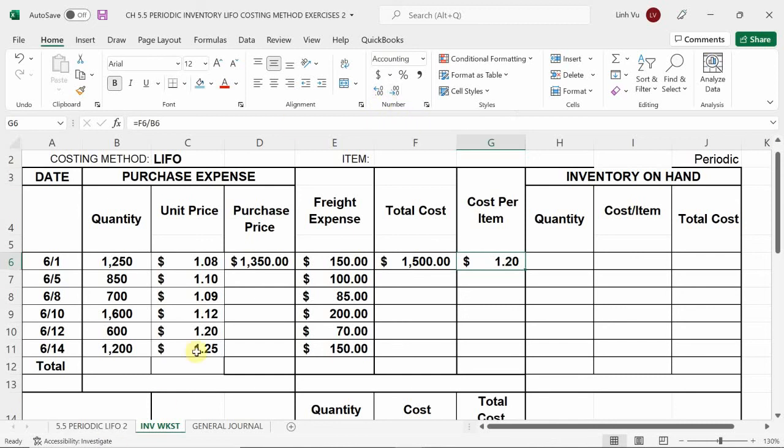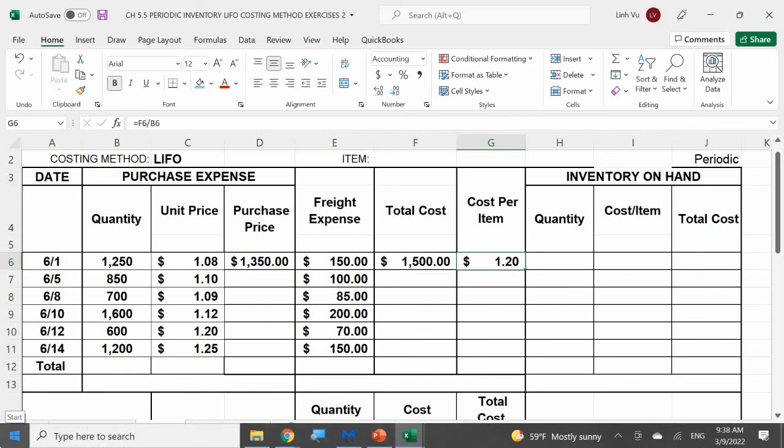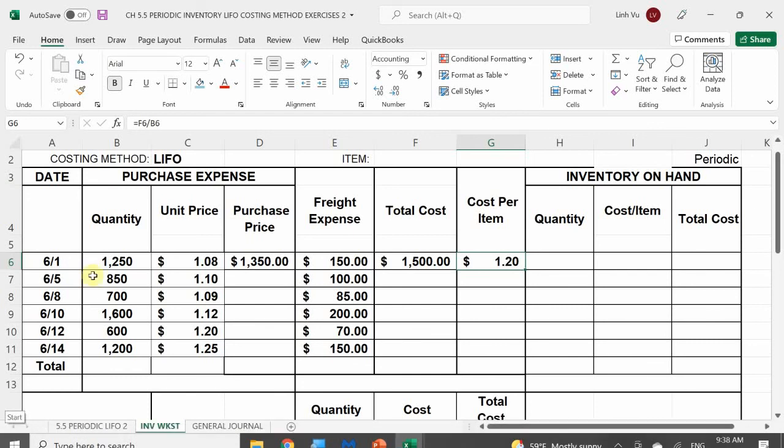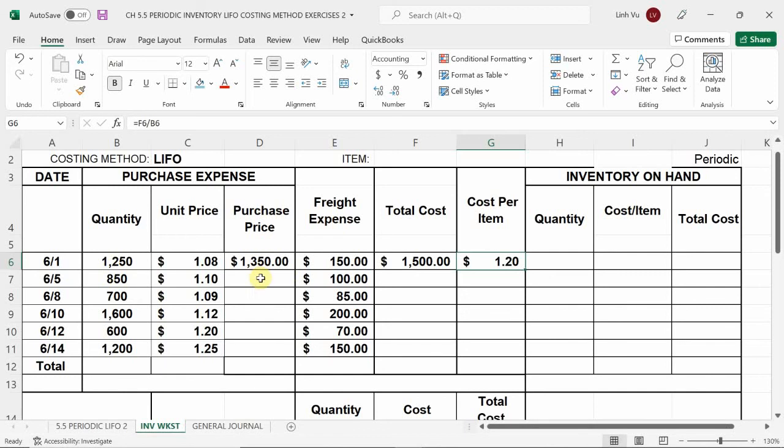So this is a rounded number. Awesome. Okay. Then on June 5th, I end up buying another 850 units at $1.10 with a freight of $100. So in this case, what is my total purchase price here? $935 plus 100, $1,035. So then, what is my cost per item going to be?